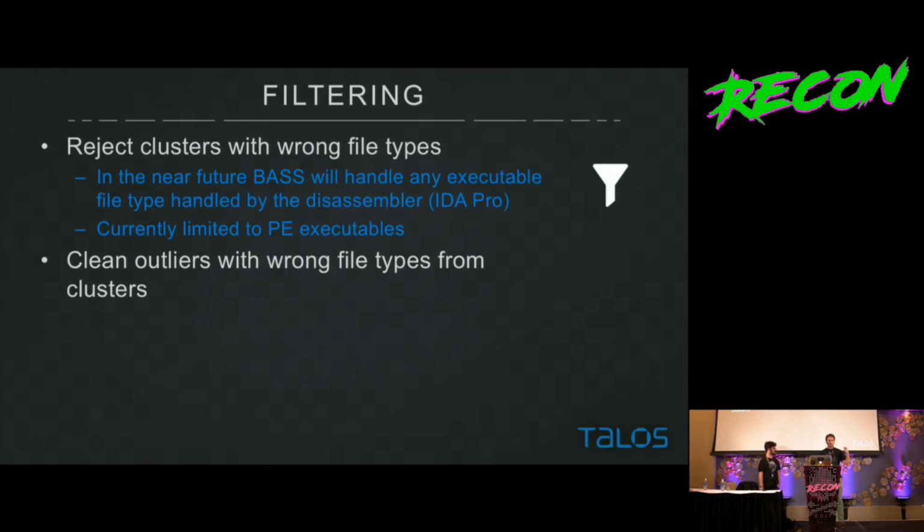So, for example, we have a cluster which contains mainly Windows executables for the x86 architecture, but some executables with MSIL code snuck in, the Microsoft Intermediate Language. We cannot handle MSIL in bus, so we want to filter those out. Or the other example would be that we have some JavaScript files, and we want to reject those clusters outright if they consist of JavaScript files, because this is not the focus of bus.